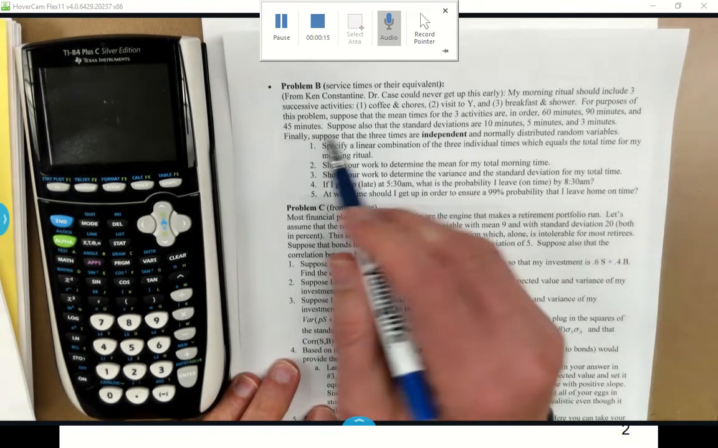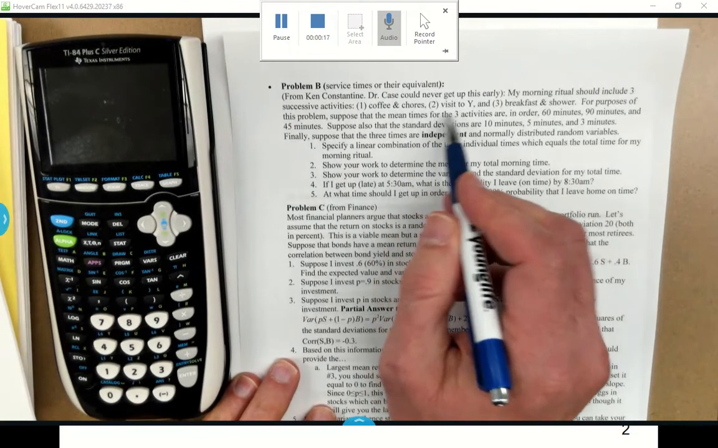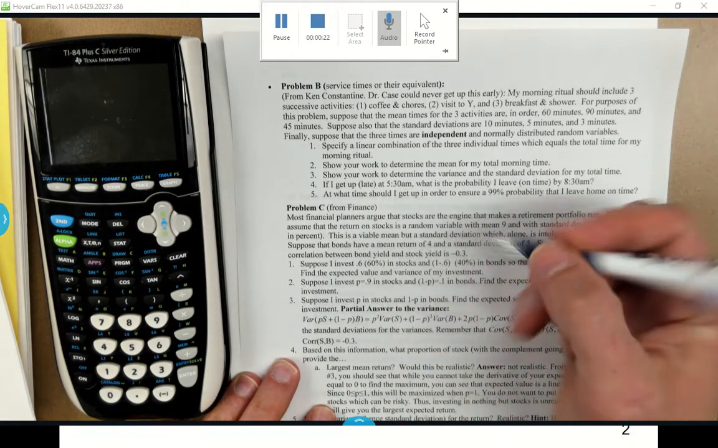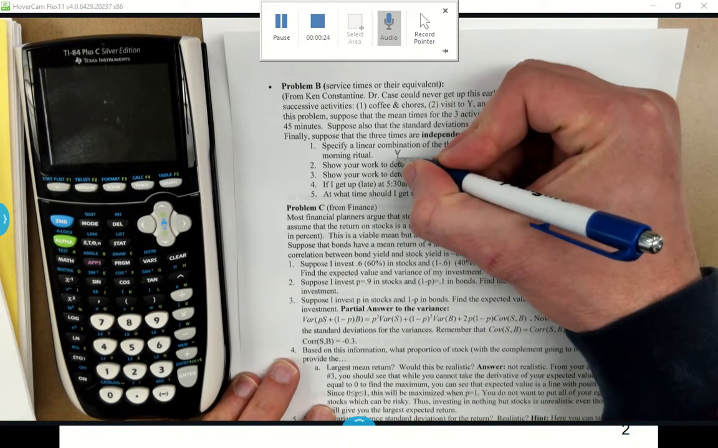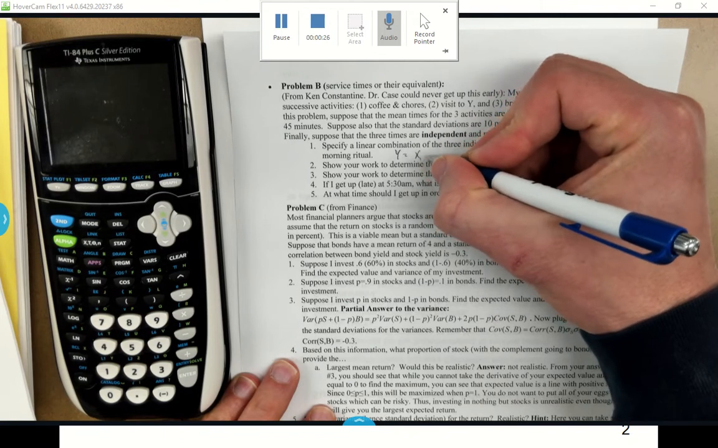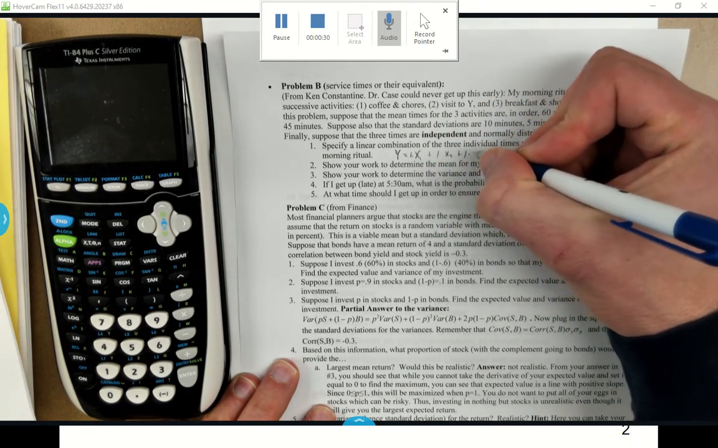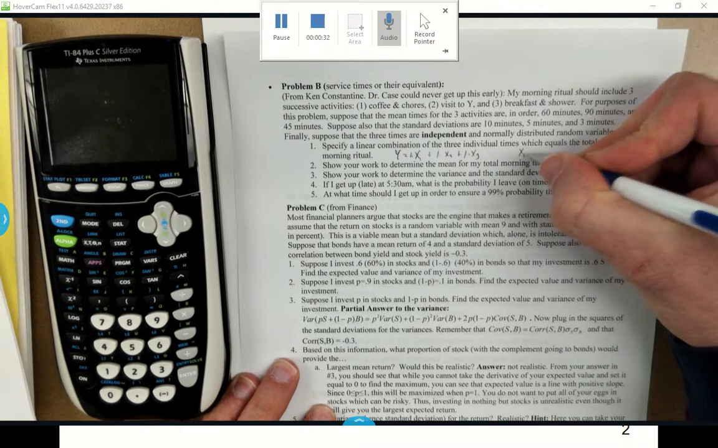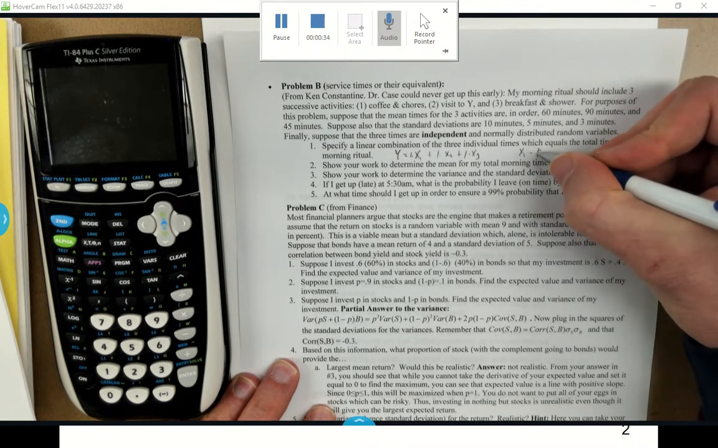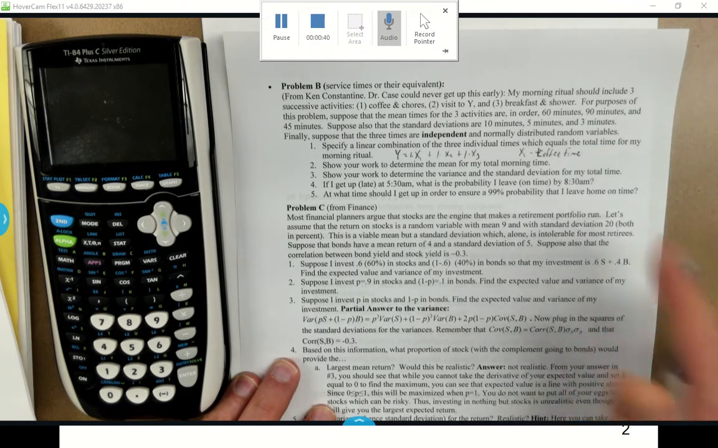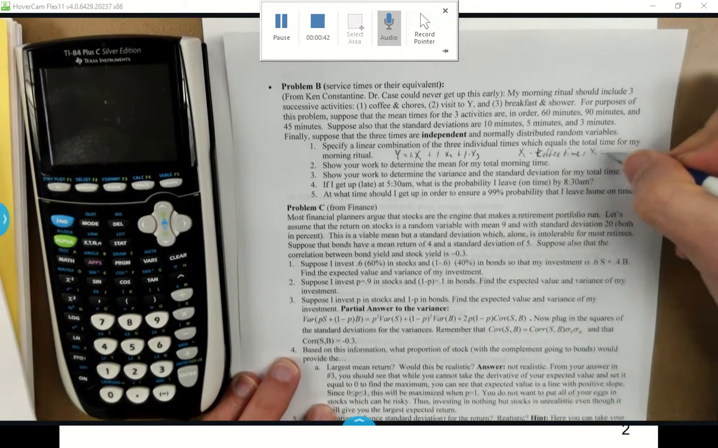Here are the visits, 3 successive activities: coffee and chores, visit to Y, and breakfast and shower. So we want to take the linear combination of that. Well, it's just 1 times x1 plus 1 times x2 plus 1 times x3. You're going to have to define what x1 is. Maybe this is the time for coffee. I also don't drink coffee, so this wouldn't be me. And then x2, and etc.